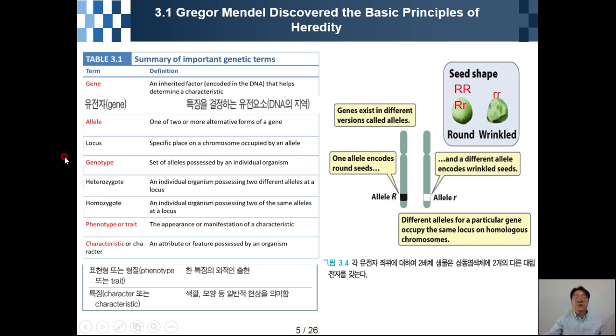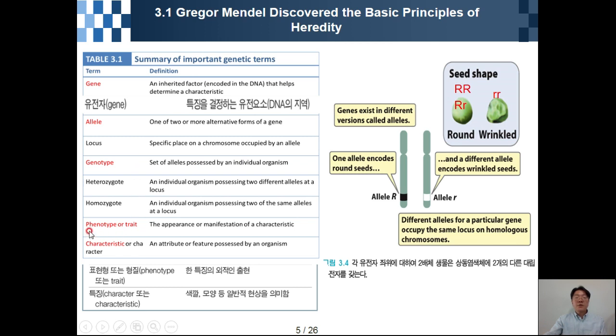So what is genotype? Genotype means the set of alleles possessed by an individual organism. For example, in peas, the genotype for round seed will be large RR or large R, small r. We call this the genotype. Wrinkled will be small rr. So small rr will be another genotype.